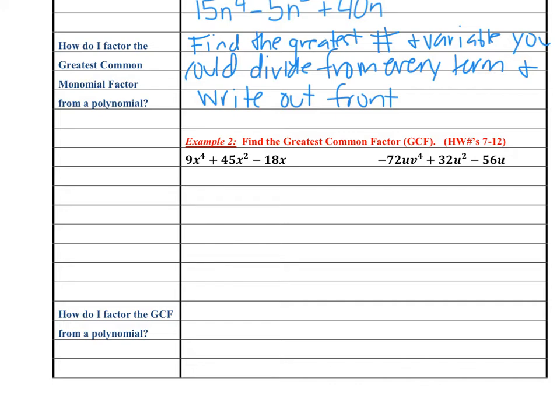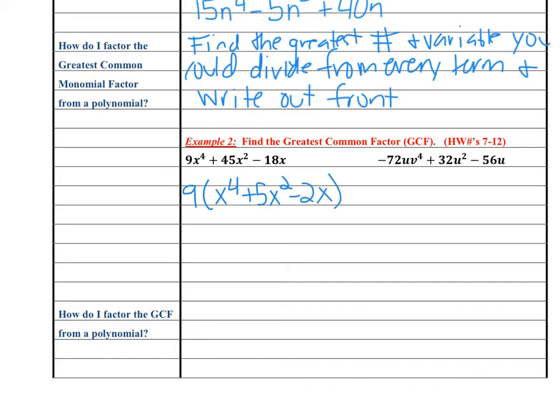If I'm thinking about numbers first, all three of those terms are divisible by the largest number possible, which would be 9. So I'm going to divide them each by 9 and write what would be left over. If I take a 9 out front, then what would be left inside would be just 1x to the fourth, so I'm going to write x to the fourth. 45, if I pull out a 9, then I'd have 5x squared. And negative 18, if I divided by 9, would leave negative 2x.